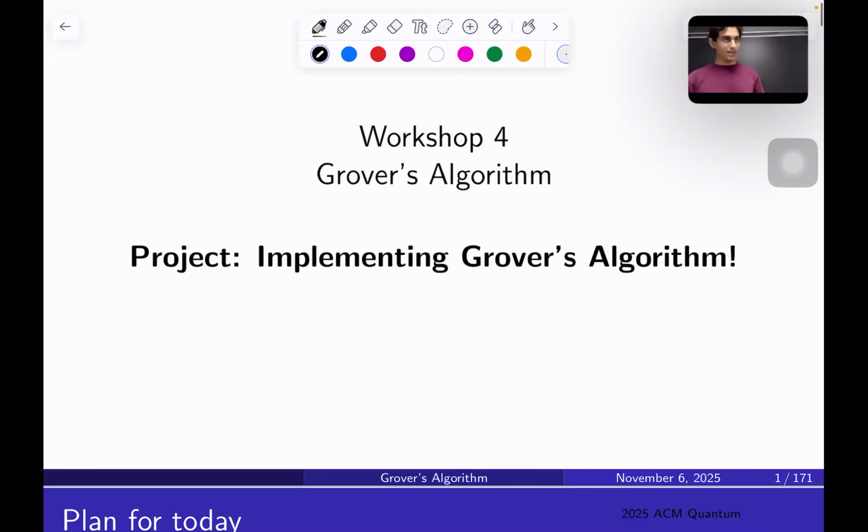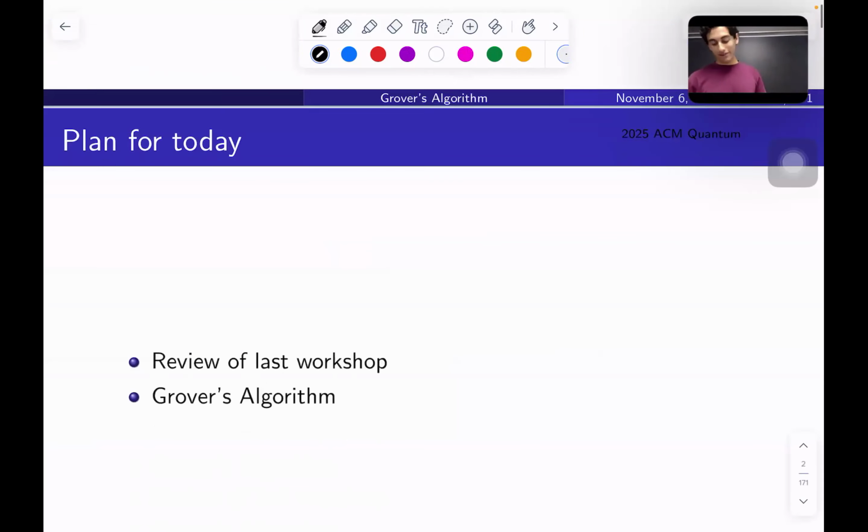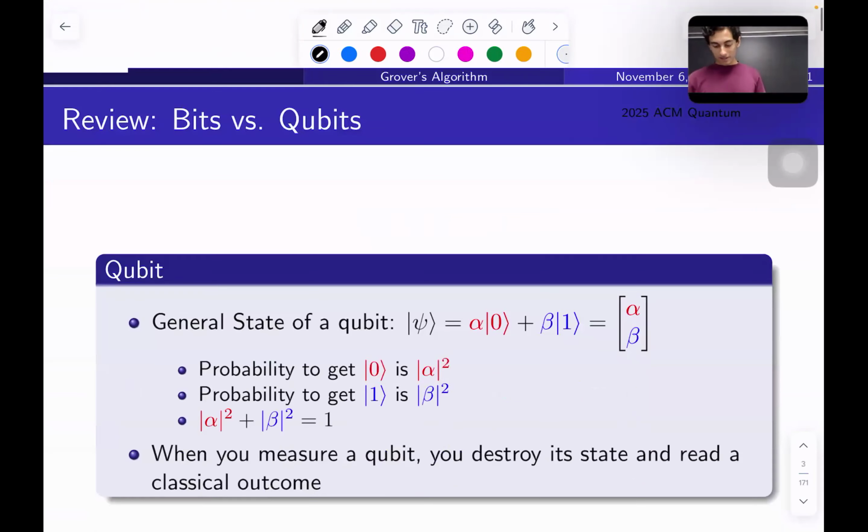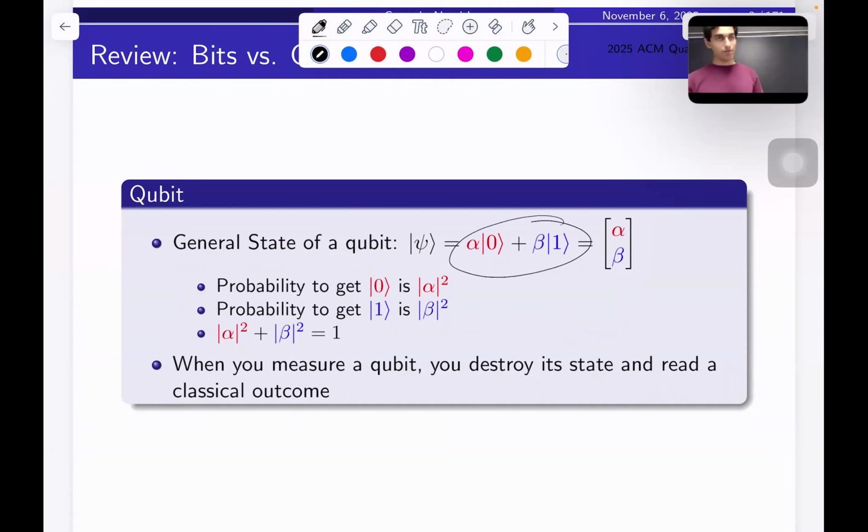But yeah, we'll be walking through Grover's algorithm now. Again, just a quick review, bits versus qubits. This is the state of our qubit, some superposition of 0 and 1 with some weighted coefficients, and you have some probability to measure 0 and 1, as we've always done. And when you measure it, you destroy its state and you read out a classical outcome.